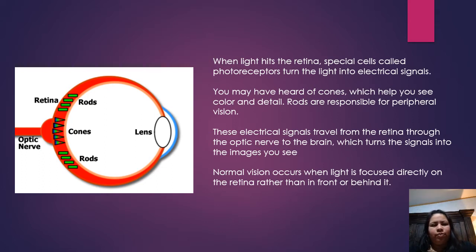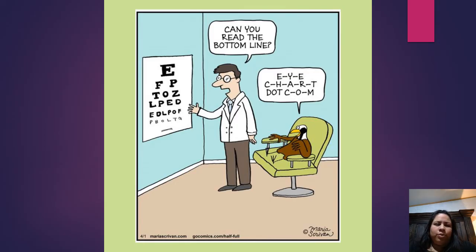images that you see. Normal vision occurs when light is focused directly on the retina rather than in front or behind it. So what happens when the light is not focused directly? Well, you may end up visiting your local optometrist.